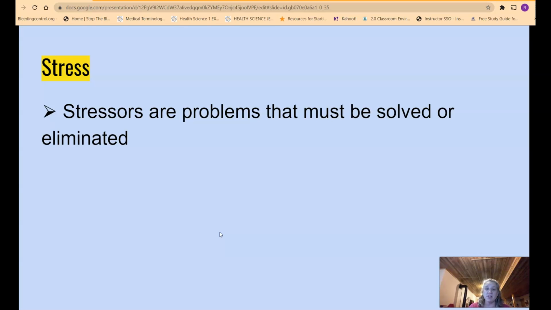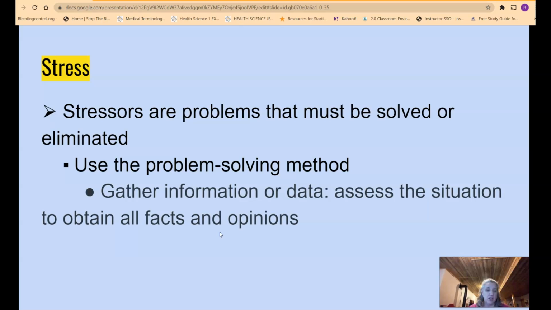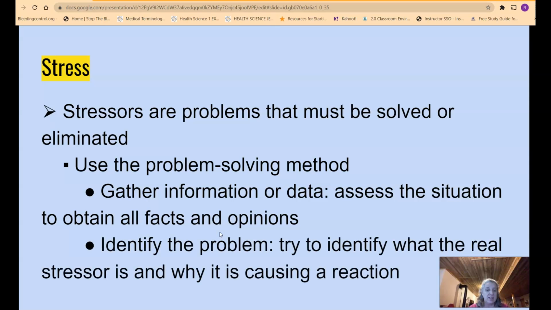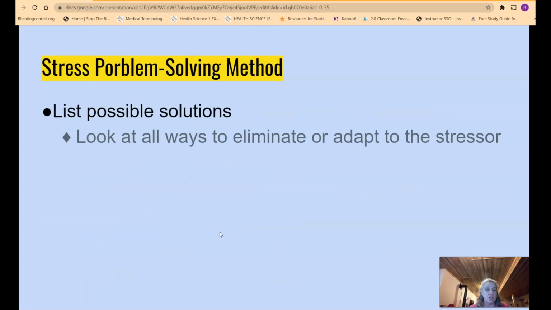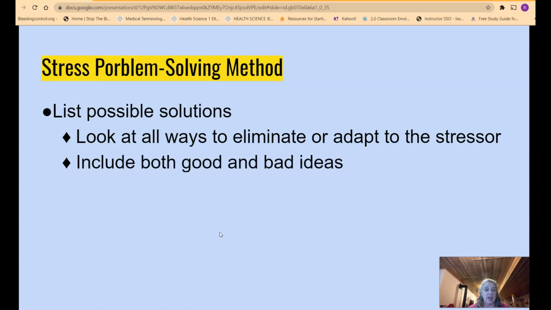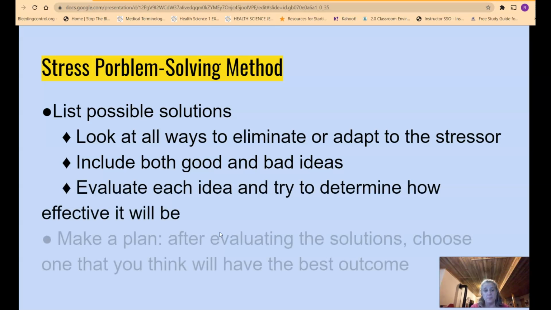Stressors are problems that must be solved or eliminated. So use the problem-solving method. You can gather information or data. Assess the situation to obtain all facts and opinions. Identify the problem. Try to identify what the real stressor is and why it is causing a reaction. List possible solutions. Look at all ways to eliminate or adapt to the stressor. It can include both good and bad ideas. Evaluate each idea and try to determine how effective it will be.